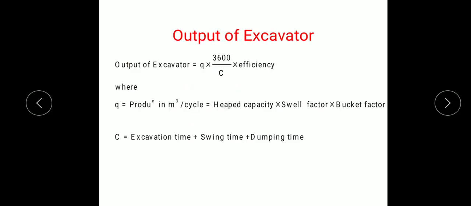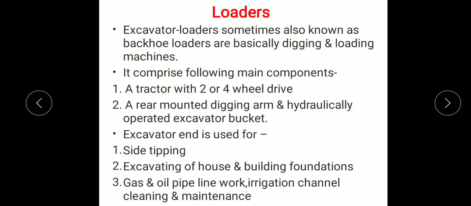The output of an excavator can be found out by using the formula: output is equal to Q into 3600 divided by C, into efficiency. To find Q, we use the formula: Q is the production in meter cube per cycle, found by heap capacity multiplied by swell factor multiplied by bucket factor. And C, that is cycle time, can be found by addition of excavation time, swing time and dumping time.